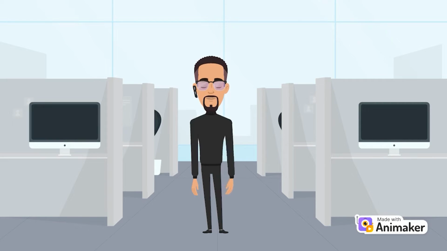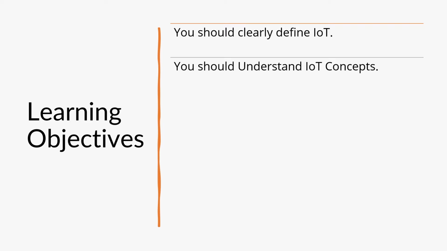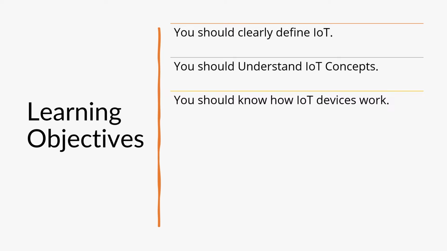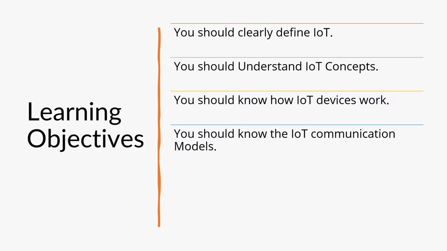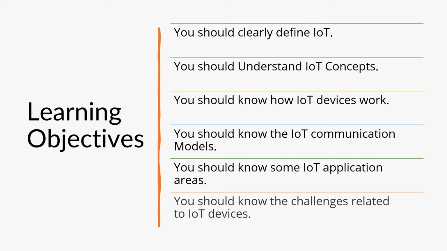The first section of this course is IoT concepts. Before we start talking about IoT concepts, it's important to look at the different learning objectives and what you should expect to learn during this section of the course. You should be able to define IoT, understand the key concepts related to IoT, and know how IoT devices work. Then we shall do a brief exploration into the communication models in IoT, and then look at the different application areas of IoT. Then to sum up this section, we shall look at the different challenges related to IoT.